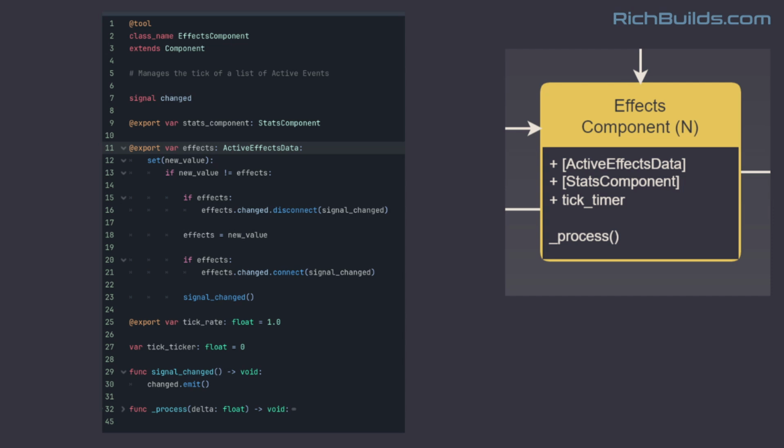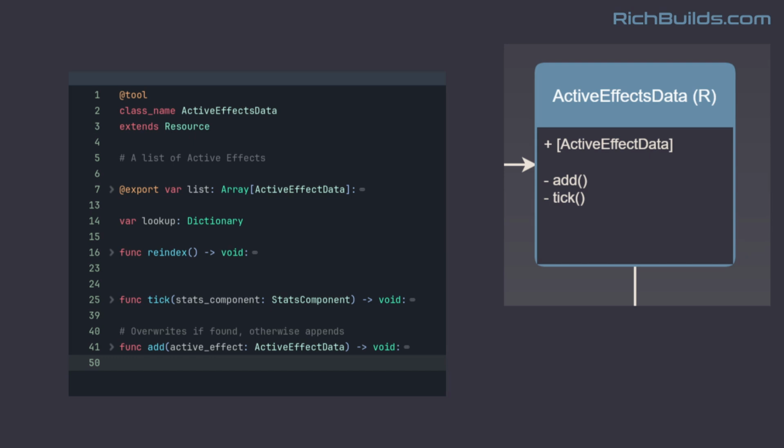It uses the same collection wrapper pattern I've used around stats data. Let's have a look at the active effects data resource now. Most of the code here is just like the stats wrapper. The real work of this resource is done in its tick method.